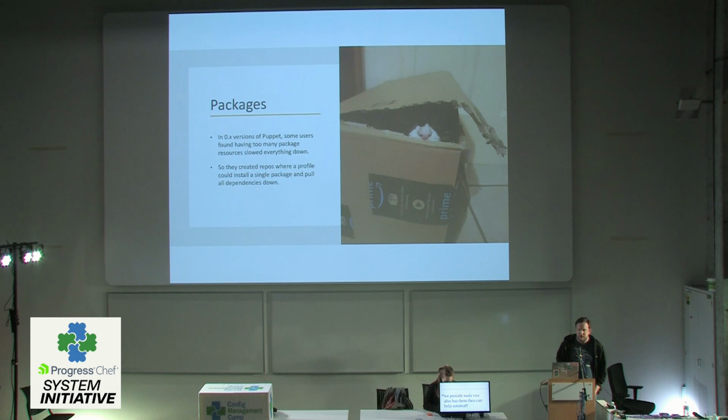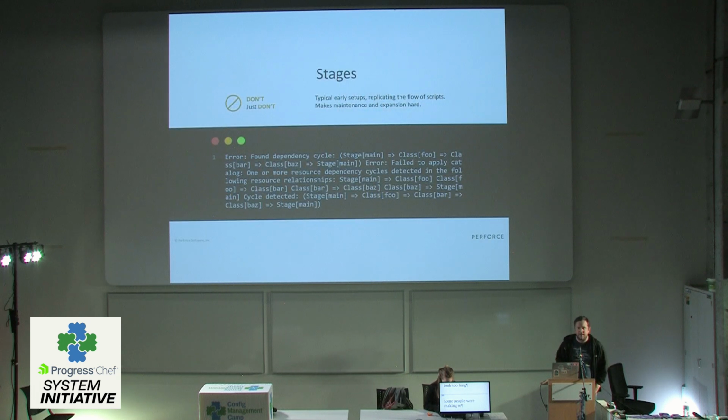One of my very early jobs, I found that 0.x versions of Puppet took too long to work as resources. So what happened is some people were making repositories which literally just had one package dependent on everything, and then people just kept copying that pattern. So you don't need to do that, get rid of it.